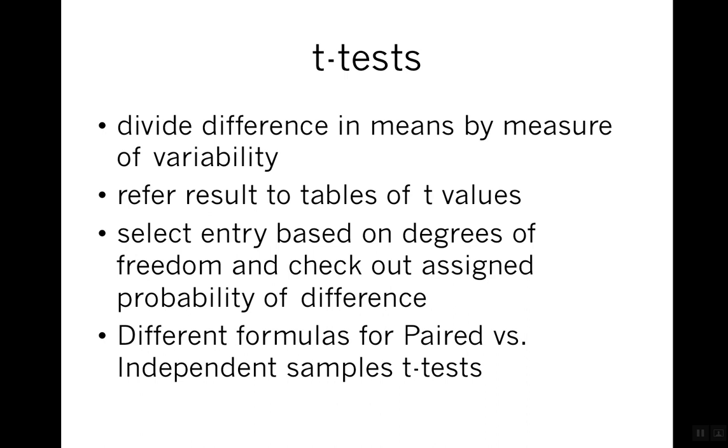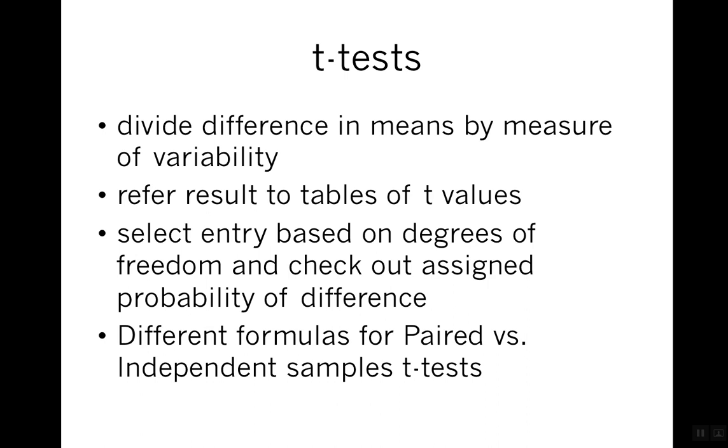So the idea of a t-test is you divide the difference in means by a measure of variability, and then you check against a statistical table of t-values, and then based on the number of observations you're using, you come up with a probability that there is in fact a significant difference, and this probability is called a p-value.